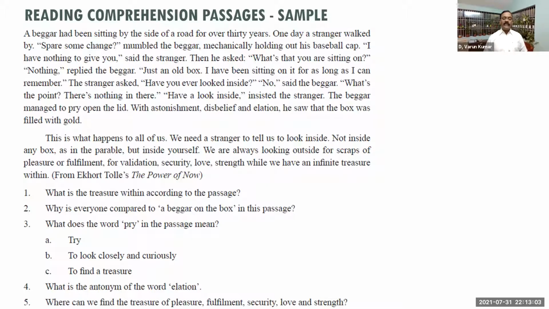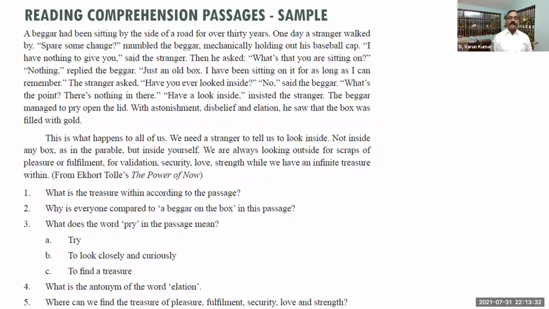So where can we find the treasure? Pleasure, treasure of pleasure, fulfillment, security, love, and strength. So where can we find all these things? So you say, what is the treasure? That is the first question you see. The 5th question is, where can we find the treasure? Pleasure, fulfillment, security, love, and strength.